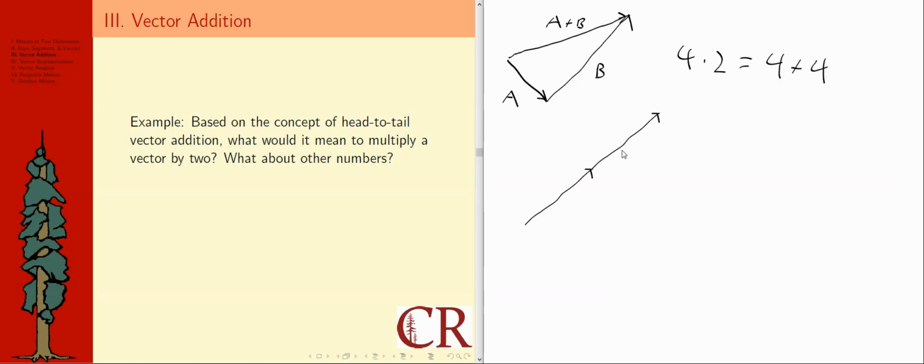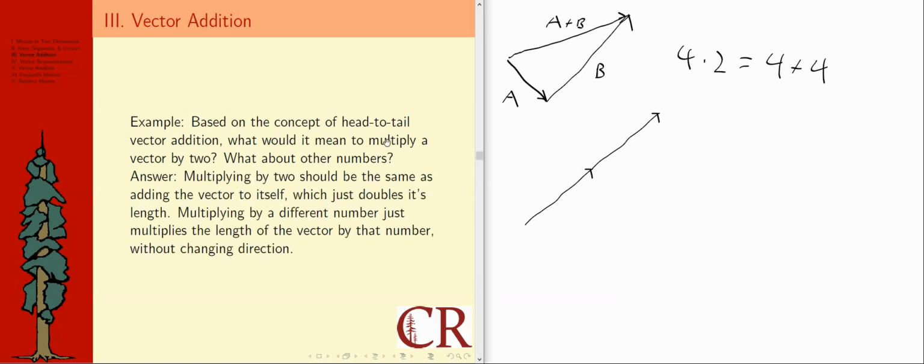It could also be, what if I multiply by pi? Or what if I multiply by 2.5? I would just multiply the magnitude of the vector by that same number. Let's see how that aligns with the answer here.